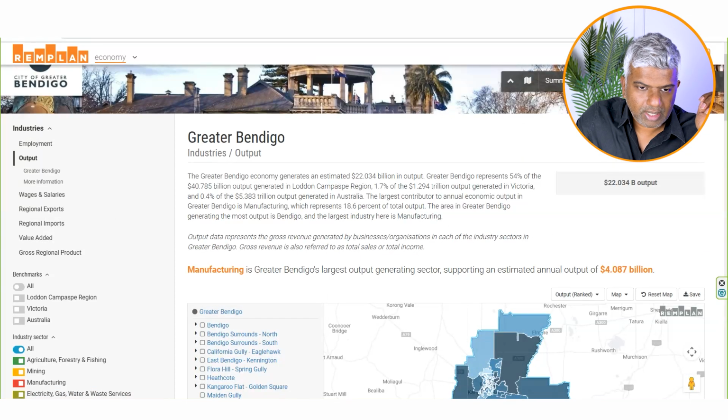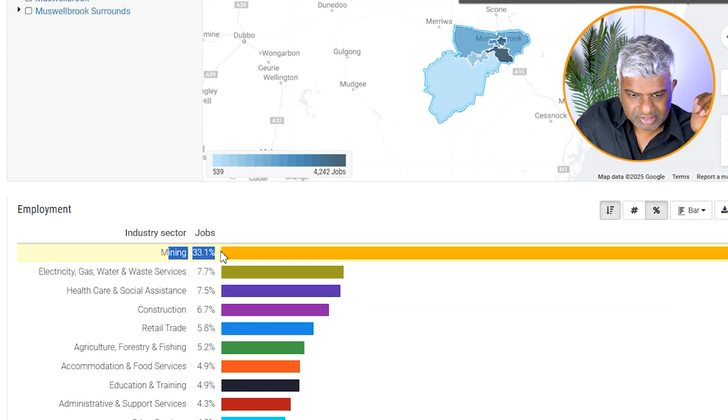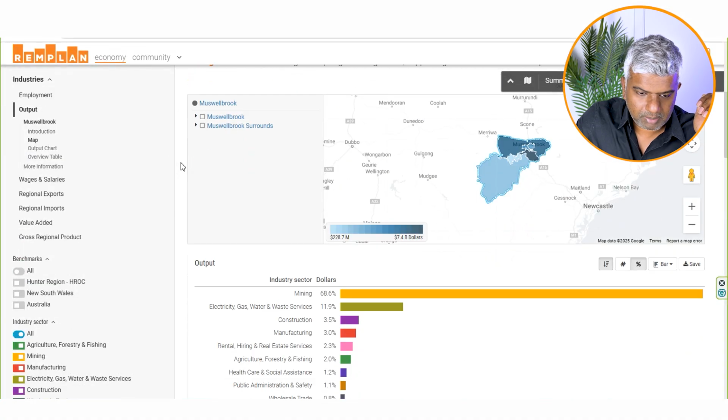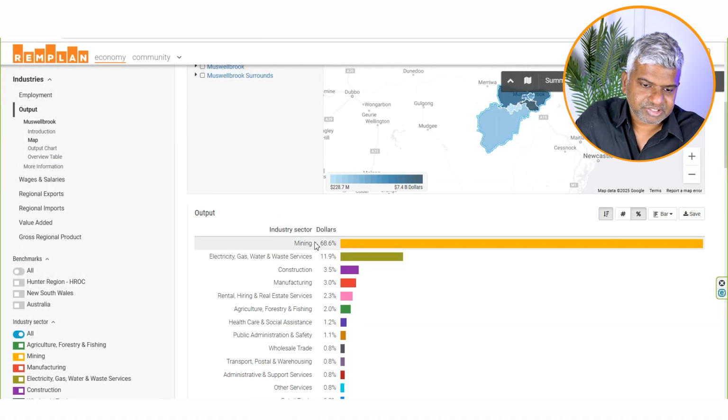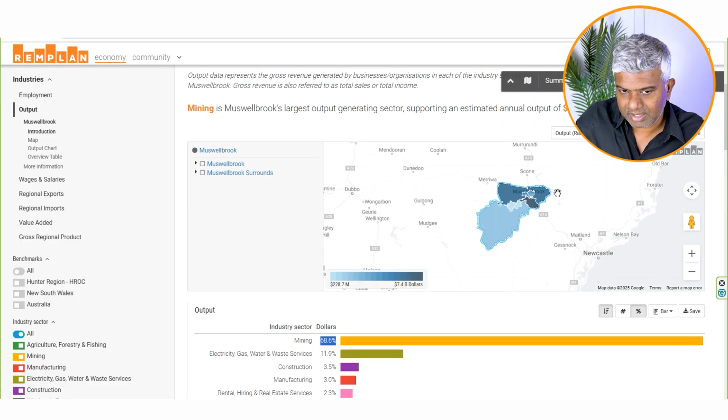Now, in contrast, if I look at a region like Muswellbrook, NSW, I can see that in employment, mining is contributing 33%. So that's the red flag. That's already telling me that this is the one that's contributing most to the economy. In terms of the output, mining is 68.6%. Which means it's heavily reliant on the mining industry.